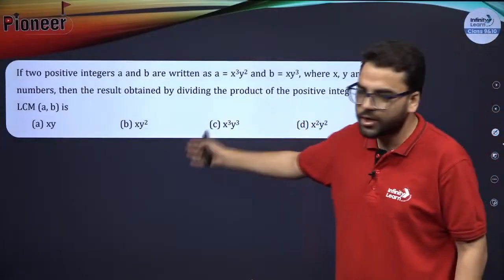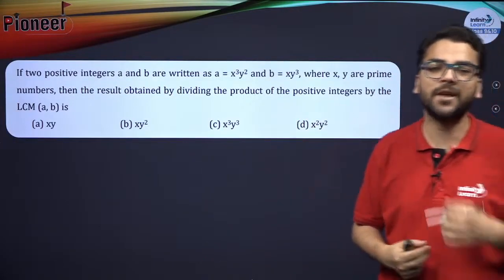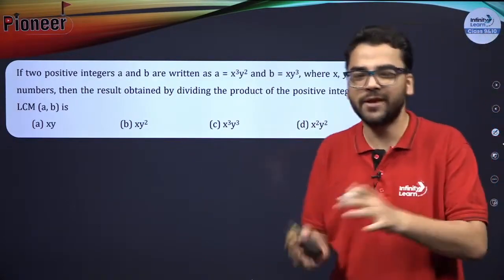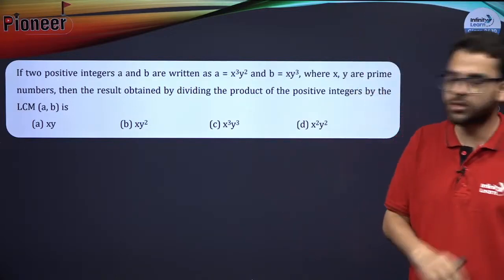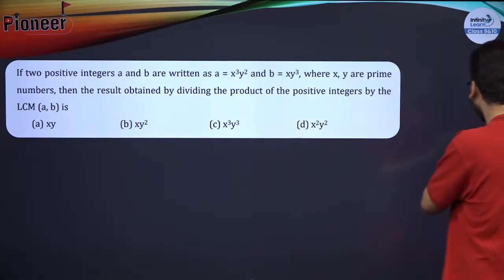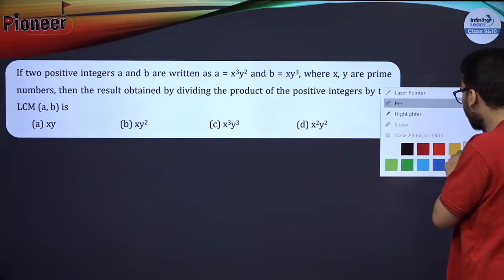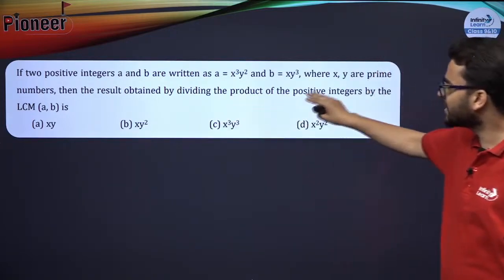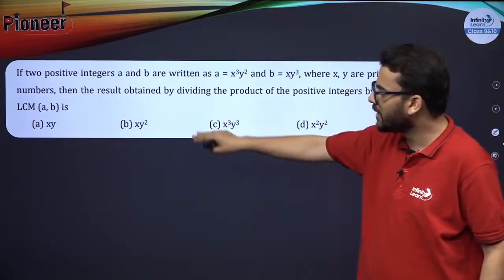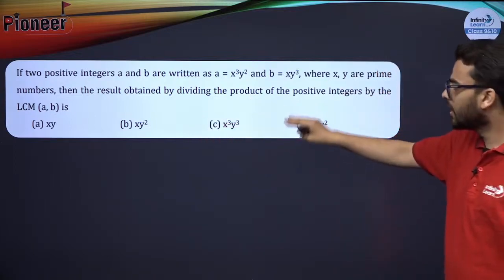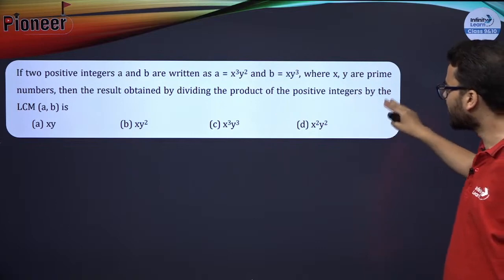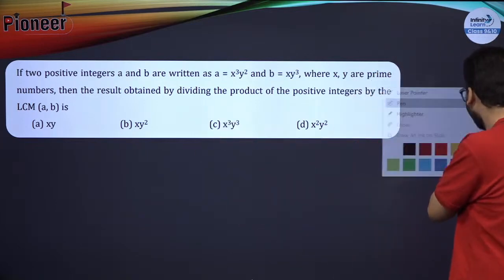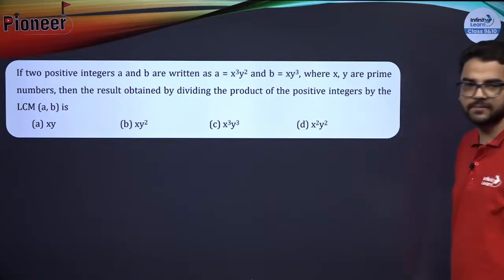Now, two or three main questions were left in the previous session on the basis of the concepts of HCF and LCM and the product of HCF and LCM. So, we'll do those questions. Can you try doing this and tell me the answer? If two positive integers a and b are written as this, where x and y are prime numbers, then the result obtained by dividing the product of the positive integers by LCM of a and b. Can you tell the answer over here, guys?